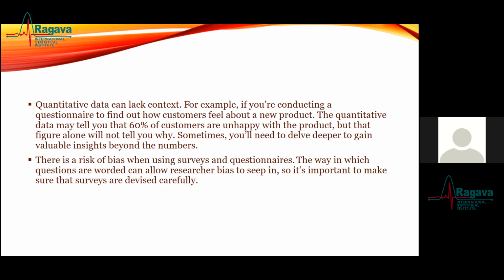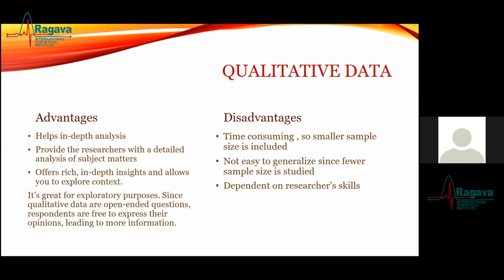And I told you there's a risk of bias when using surveys and questionnaires. So while using surveys and questionnaires, the researcher has to devise them carefully. The way in which the questions are worded can allow researcher bias to seep in. So it's always important to make sure that surveys are devised carefully to avoid bias when it comes to quantitative data. Qualitative data has its own advantages and disadvantages.